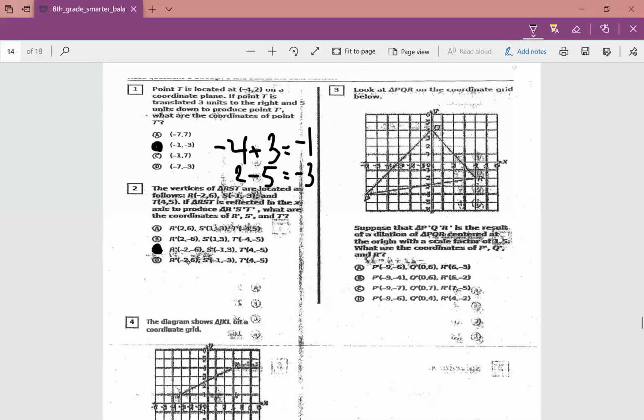So P, which is -6, -4, multiply both of those by 1.5, and it becomes -9, -6. Q goes from 0, 4 to 0, 6, and R goes from 4, -2 to 6, -3. And all of those answers are right there under A.